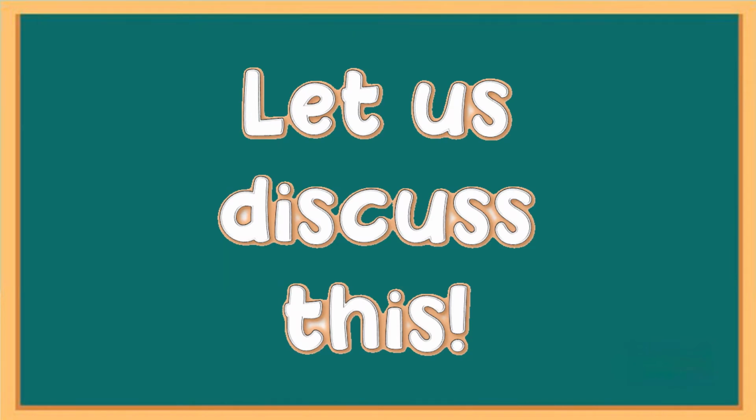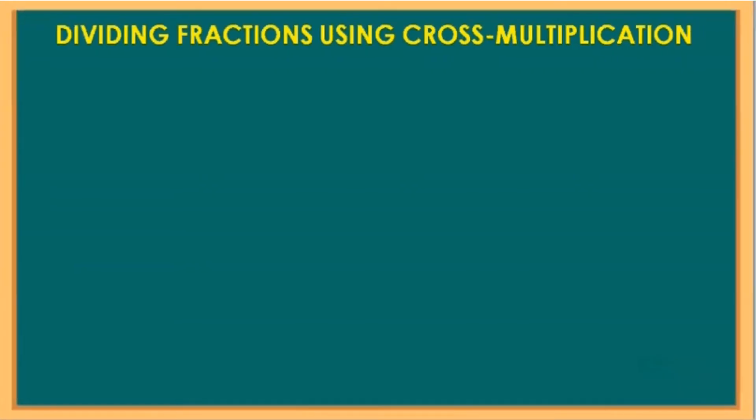Let us discuss this. Dividing fractions using cross multiplication. How do we do this? Let us have examples. Suppose we have 6/7 divided by 3/4. Without giving the reciprocal of the divisor and changing the sign from division sign to multiplication sign, we will just cross multiply.